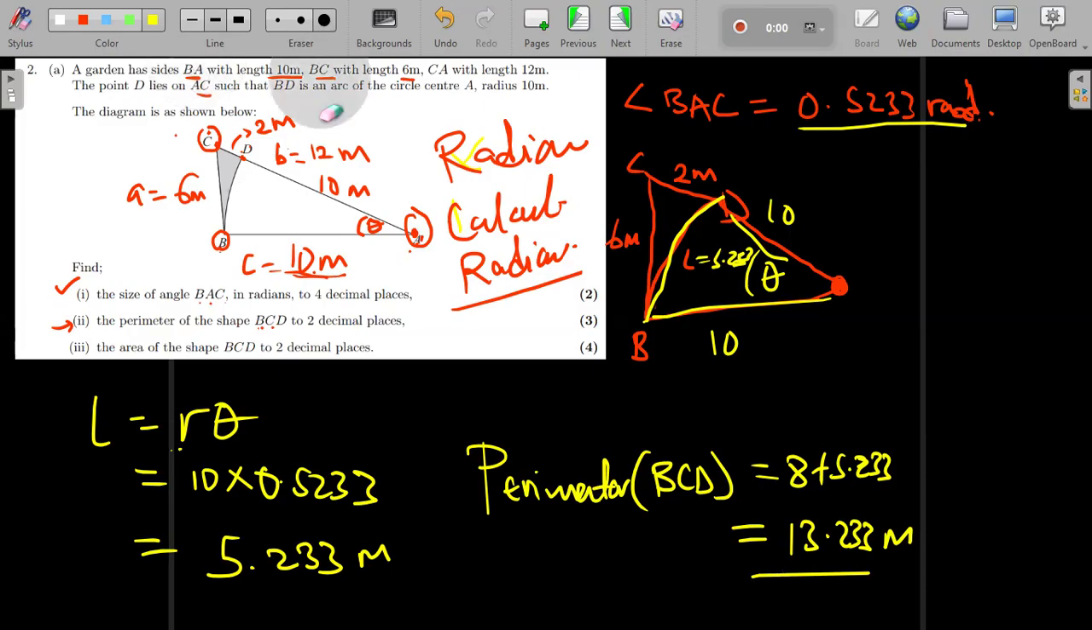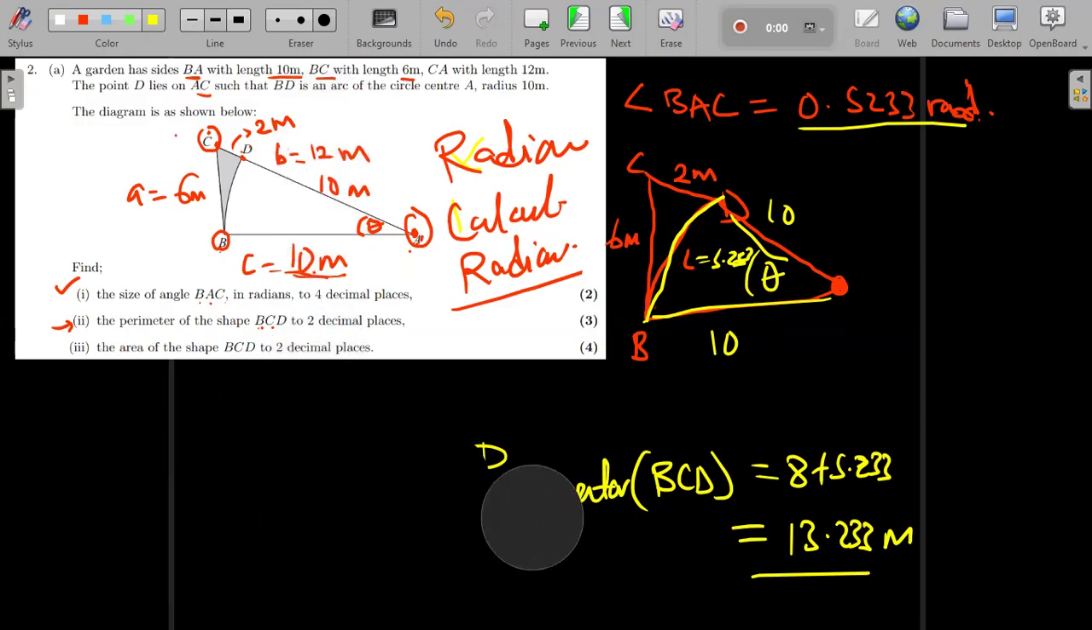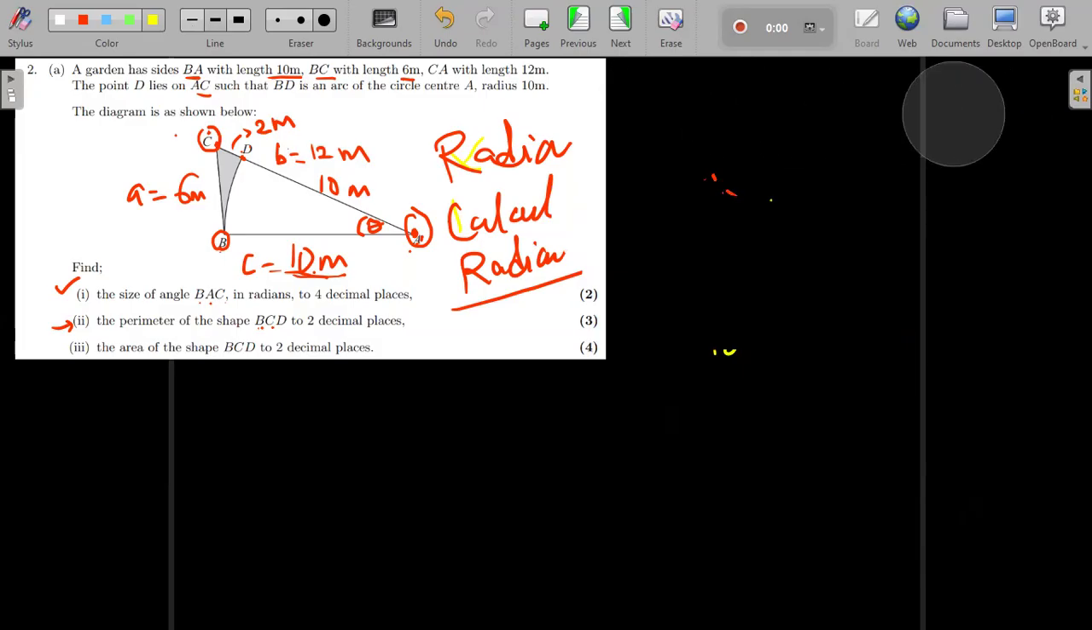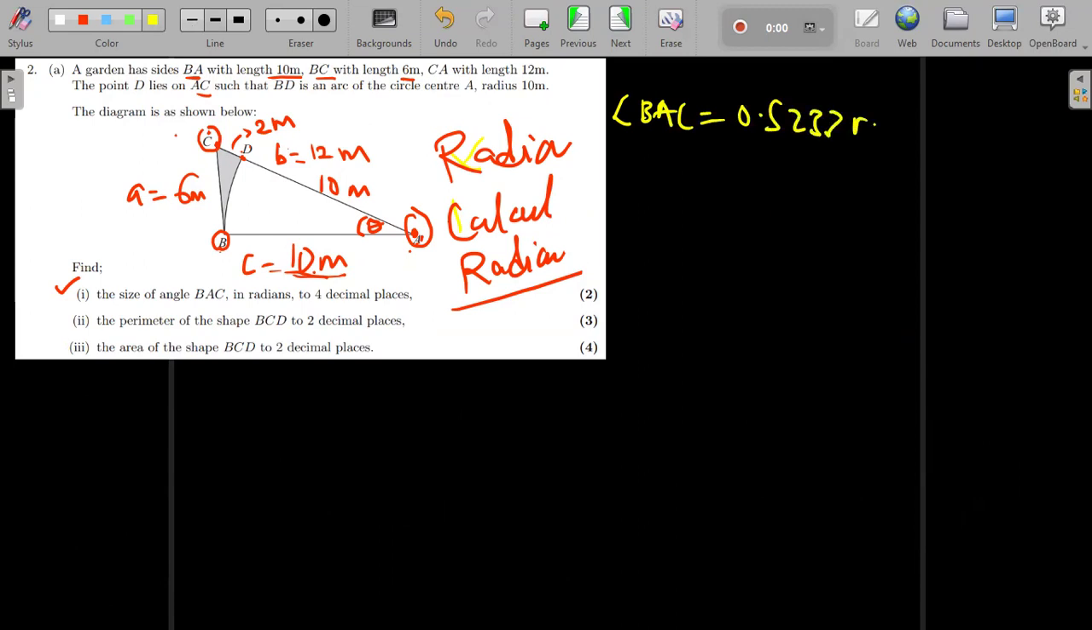All right, no question. I'll move to the third one where we're now finding the area. Let's remember our angle there, BAC, was just given by 0.5233 rads. Now here we are asked to find the area of the shape, the area of the shape BCD.